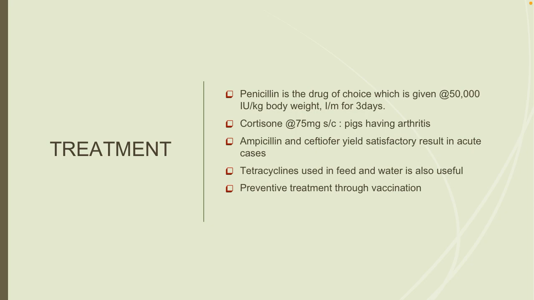Other antibiotics such as ampicillin and ceftiofur also yield satisfactory results in acute cases. Cortisone can be given for pigs having arthritis at the rate of 75 mg subcutaneously. Tetracyclines given in feed and water are also useful.